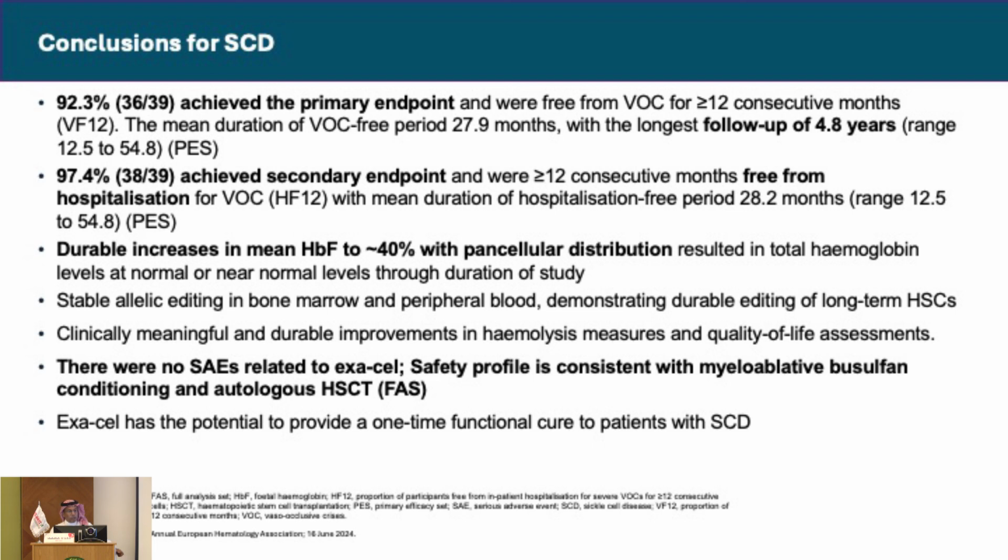The durable increase in hemoglobin F of more than 40% with pan-cellular distribution resulted in total hemoglobin levels normal or near normal throughout the duration of the study. Stable allelic editing in bone marrow and peripheral blood was demonstrated in the long-term stem cell evaluation. Clinically meaningful and durable improvement in hemolysis measurements and quality of life was seen. There were no serious side effects related to XSL. The safety profile is consistent with myeloablative busulfan conditioning. So XSL has the potential to provide a one-time functional cure for patients with sickle cell disease.